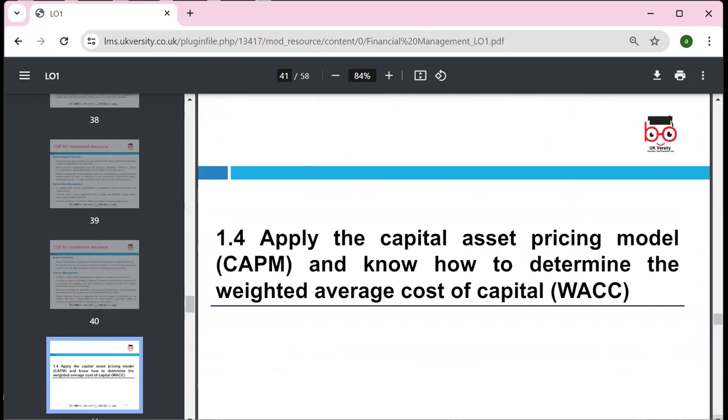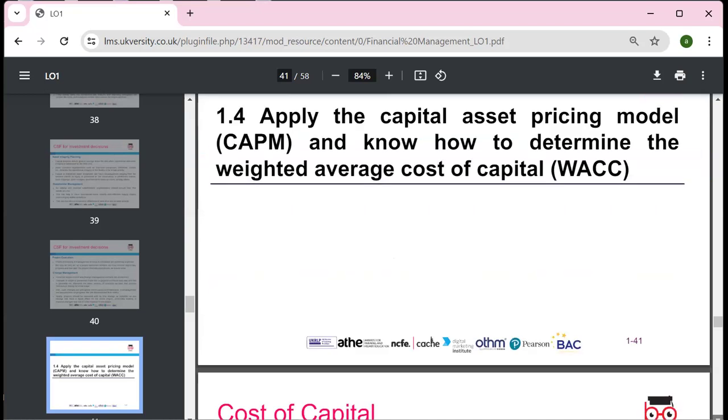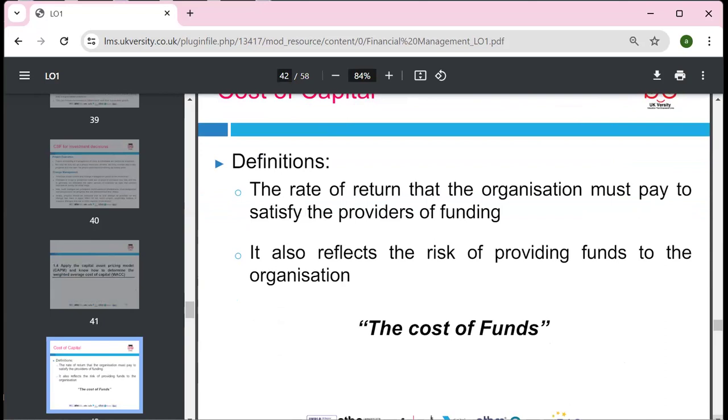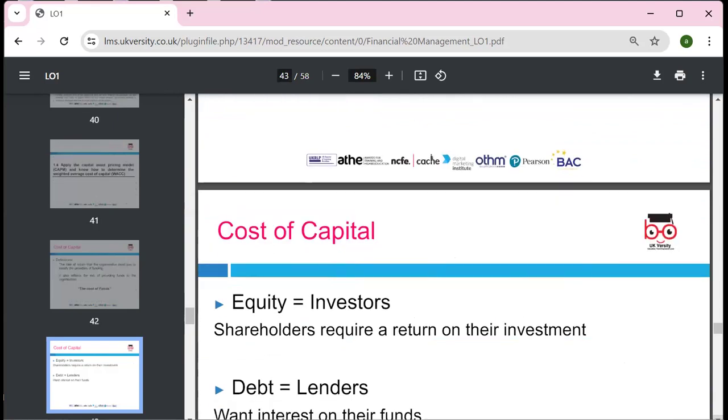Then we have 1.4, where we can look at the capital asset pricing model and the weighted average cost of capital. It is always good to look at the models here, return on investment, through which we can look at the various project rates of return. The rate of return is very reflective of the risk and the cost of funds. Does anyone have any questions, guys?